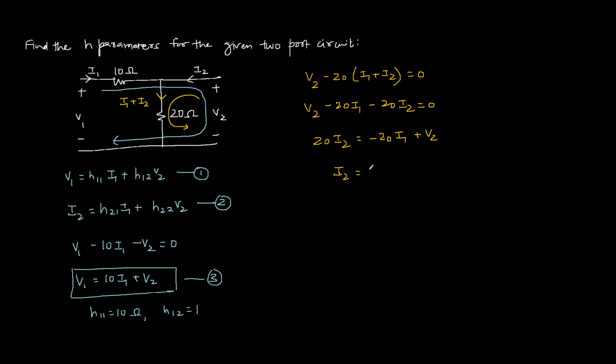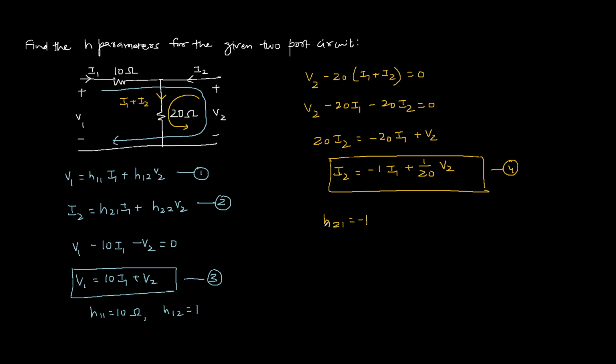Or I2 is negative 1 I1 plus 1 over 20 V2. Now this fourth equation is in the form of equation 2 because it has I2, I1 and V2. So now comparing equation 2 and 4, H21 is negative 1 and H22 is 1 over 20 mho. So that's how we find out the H parameters for the given two-port network. Now let's see another example.